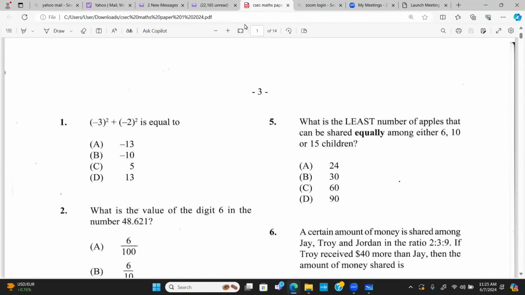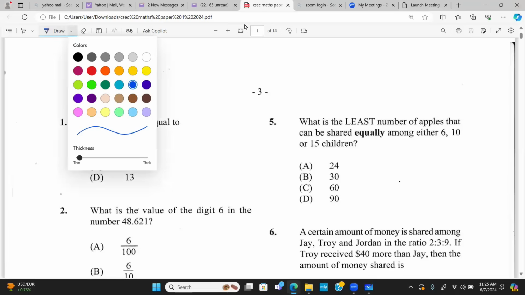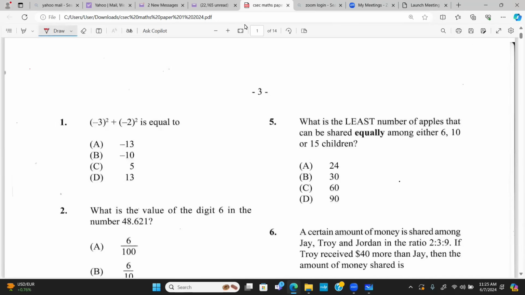What we're looking at today is our CXC 2024 paper one. All right, so we're looking at paper one right now, and here are the solutions. We want to try to go through them.